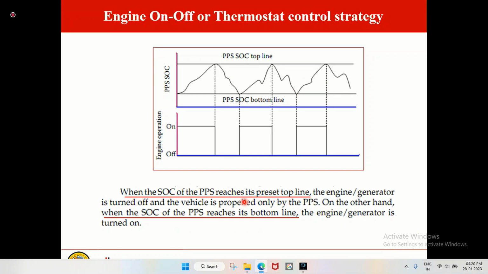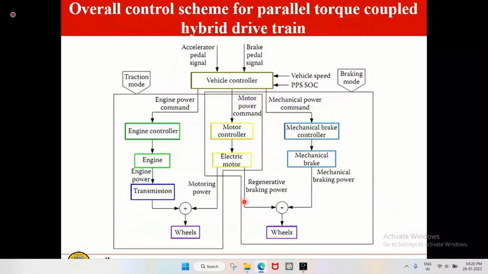So what I mean to say is, there could be a simple control strategy, there could be a bit more complex control strategy, but that will depend upon the application requirement, the kind of vehicle, and the drive cycle that is relevant to that particular vehicle, right? Based on these aspects, one would devise the control strategy.